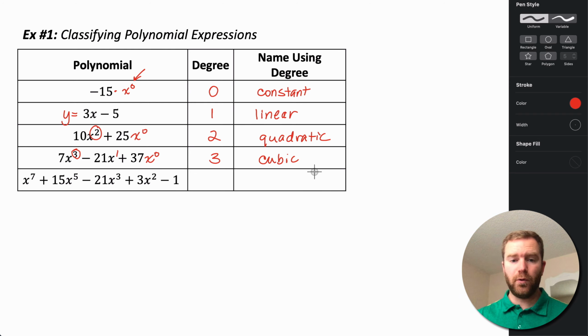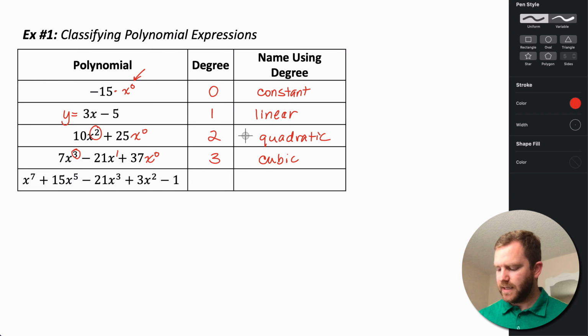These four are the ones that you need to memorize. Degree of 0, degree of 1, degree of 2, degree of 3. So 0 degree is constant, first degree is linear, second is quadratic, third degree is cubic. Anything above that, we're just going to name based on the number.